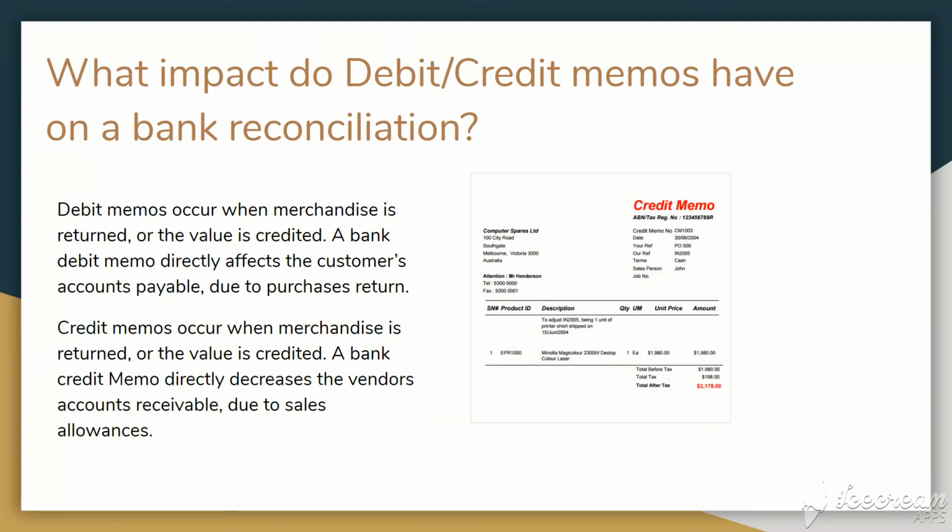The impact that debit and credit memos have on a bank reconciliation is fairly noticeable. Debit memos occur when merchandise is returned or the value is credited, and a bank debit memo directly affects a customer's accounts payable due to the purchase's return and no longer having to pay said amount. Credit memos are fairly similar. They also occur when merchandise is returned or the value is credited. A bank credit memo directly decreases the vendor's accounts receivable due to sales allowances.